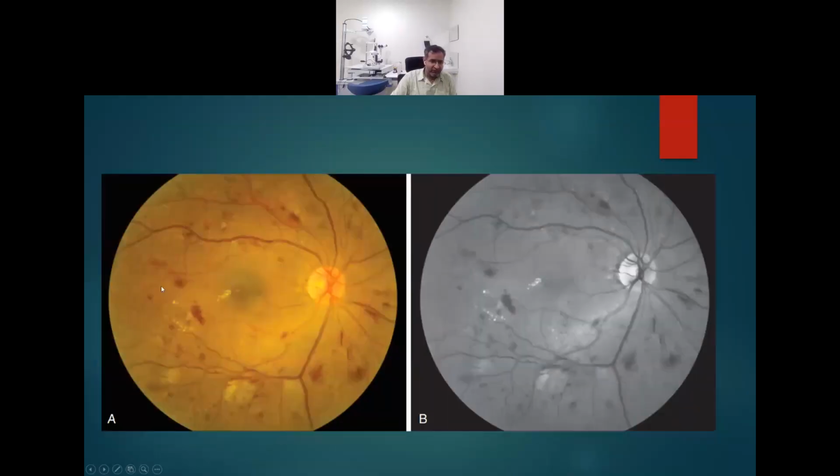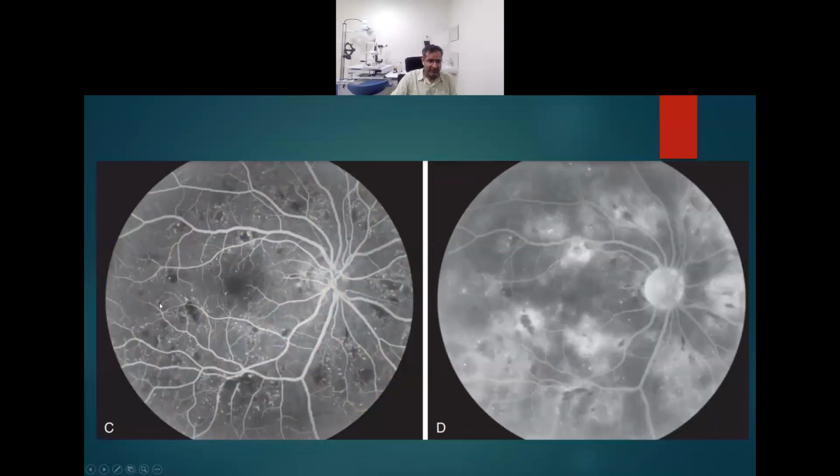The staging. This is a fundus photograph of a severe NPDR or pre-PDR. This is the red-free photograph of the same area of the retina. This is the early stage of the FFA in which we show that all the microaneurysms are there. And this is the later stage where we see the microaneurysms leaking and causing leakage. So microaneurysms can leak late.